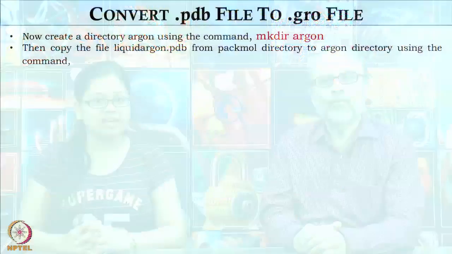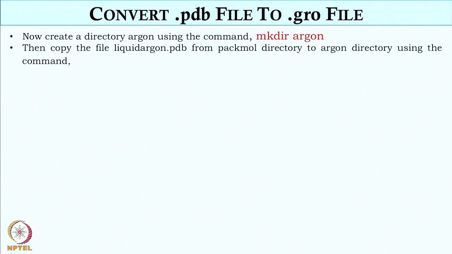Yes, now we have a PDB file, which is the first input file that is required. Now we will take this PDB file and convert it to a GRO file, because the input file taken in GROMACS is the .gro file and not the .pdb file. First we'll create a directory using the command mkdir. Since we are simulating liquid argon, we'll create a directory mkdir argon.